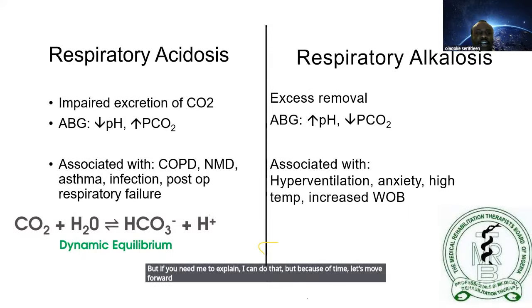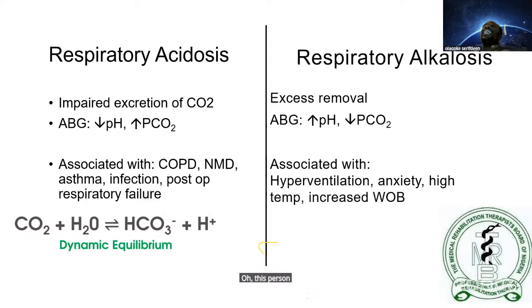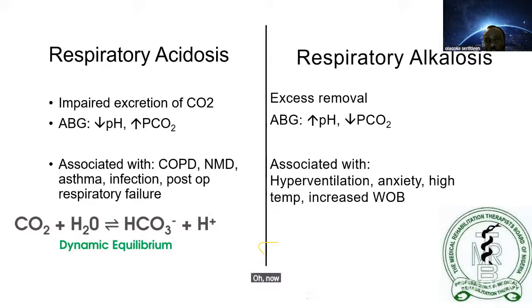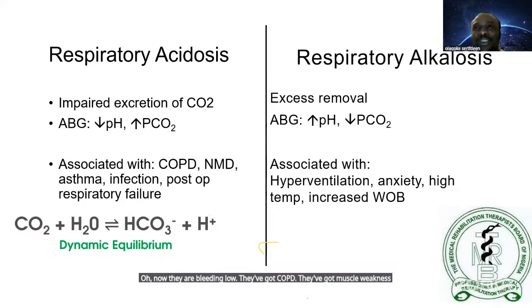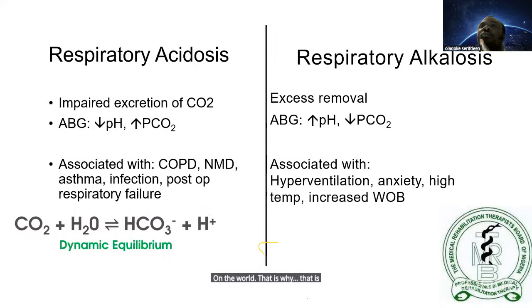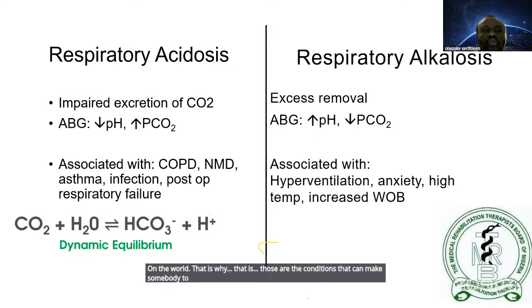So now, if you look at this, respiratory acidosis. What does that mean to you? Don't cram. Respiratory acidosis. Oh, this person has gone high hydrogen in their blood. What could be the reason why they're having high hydrogen, for them to be acidic? Oh, now they are breathing low. They've got COPD, they've got muscle weakness, they cannot breathe out very much. Or we give them too much pain medication, they are very drowsy on the ward. Those are the conditions that can make somebody start retaining CO2.